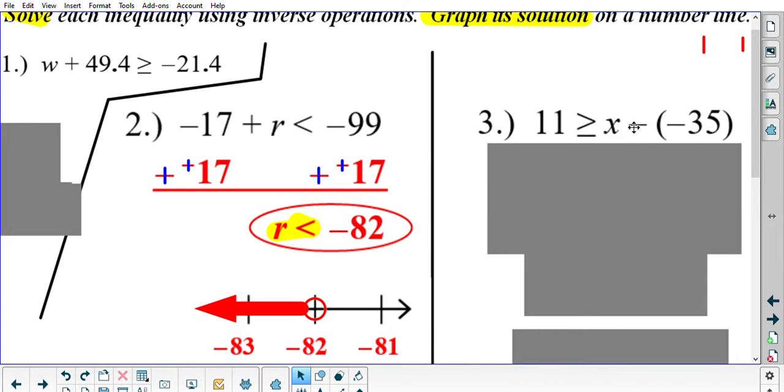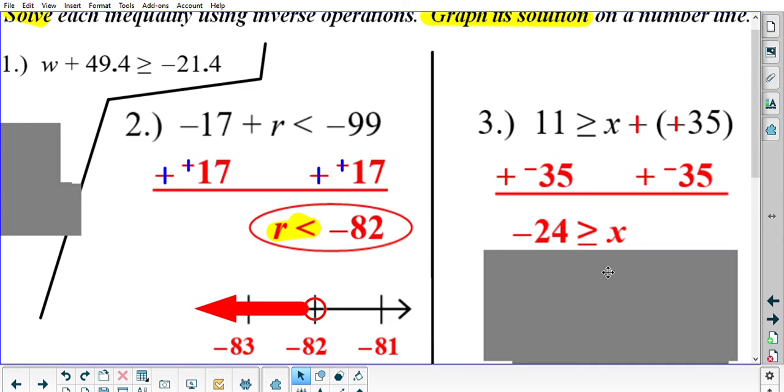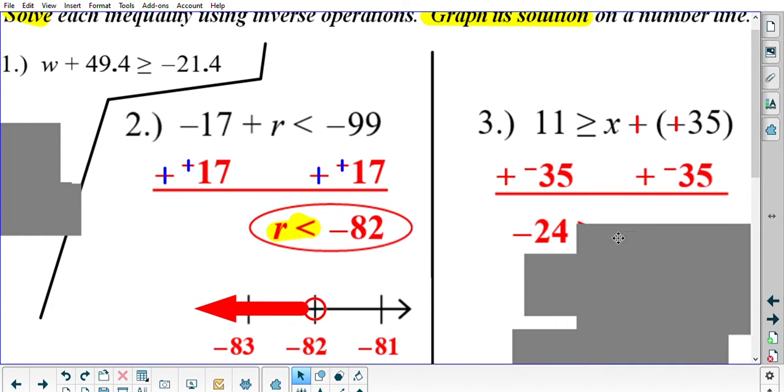So what was happening to the variable? It was being subtracted by -35. Therefore, you could add by -35 now. You could also make the original problem become adding the opposite, and then maybe you would have subtracted by 35 on both sides, but that means the same thing as adding by negative 35 on both sides. So either way, it's going to work, and you will get negative 24 is greater than or equal to x.